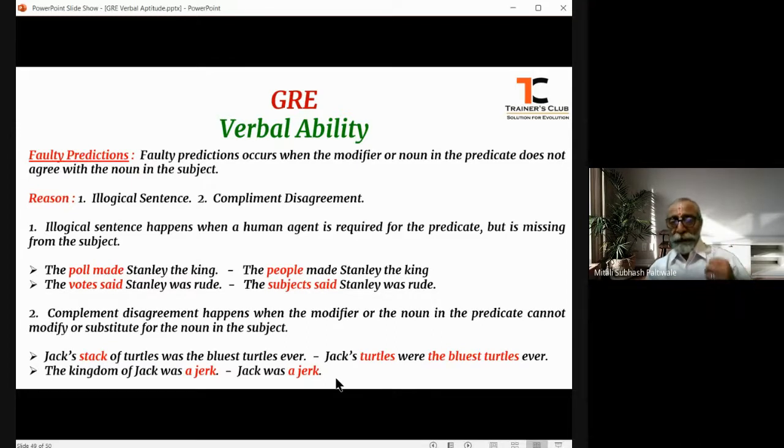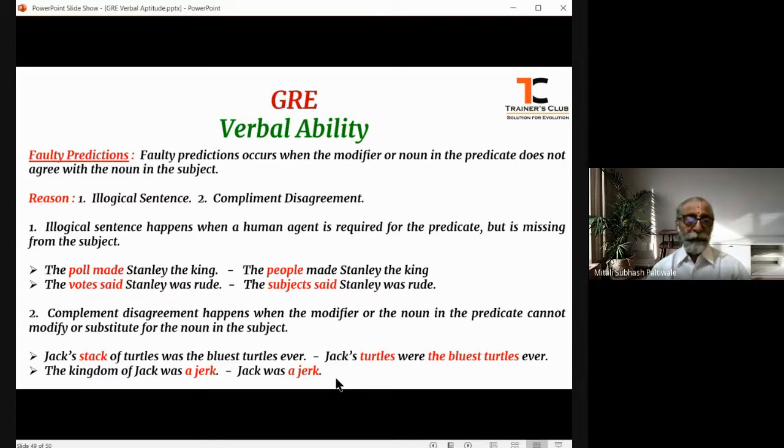Complement disagreement happens when the modifier or the noun in the predicate cannot modify or substitute the noun in the subject. In an illogical sentence, the noun in the predicate can be modified or replaced. But here, it cannot be substituted for the noun in the subject.